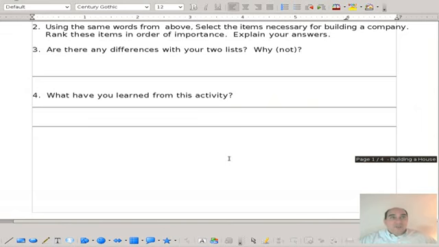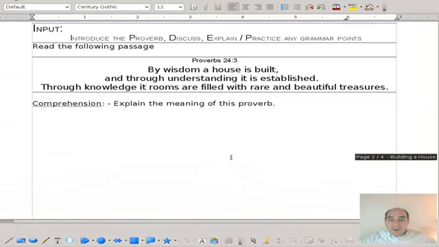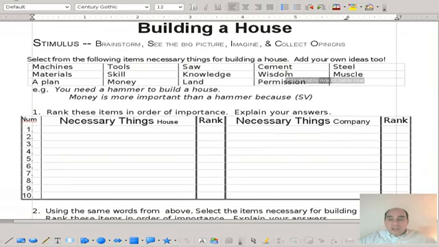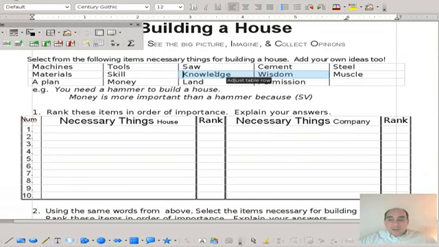Now, all of that is your gap fill, your ranking, your negotiation of meaning, extended conversation, and then I bring in the proverb. And this is right out of the book of Proverbs 24. By wisdom a house is built, and through understanding it is established, right? Through knowledge its rooms are filled with many beautiful and rare treasures. Well, look in here. I have two words that I put in here that aren't normal. Knowledge and wisdom. And it's interesting to see where students put this in their list, okay?